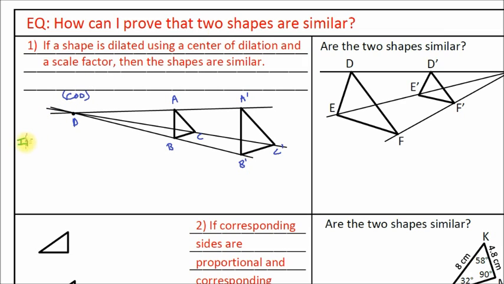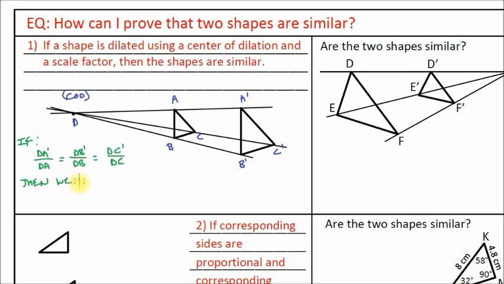If we can prove that dA prime divided by dA is equal to dB prime divided by dB, and that's equal to dC prime over dC. If we can prove that our distances from our center of dilation to corresponding vertices on the two shapes have the same ratio, then we're proving that we have the same scale factor.